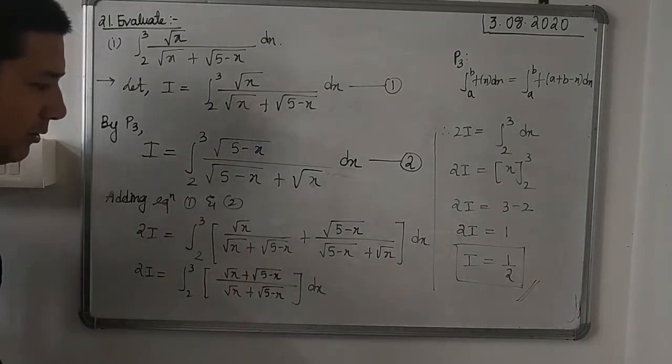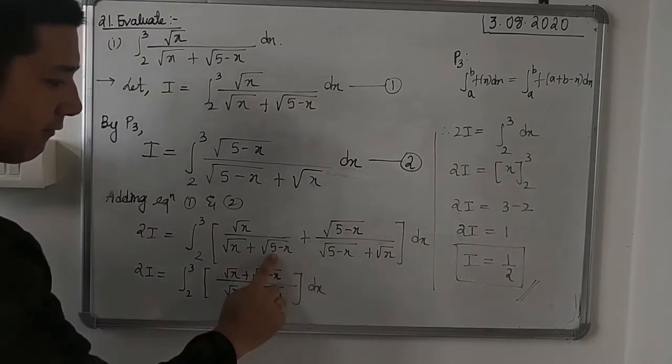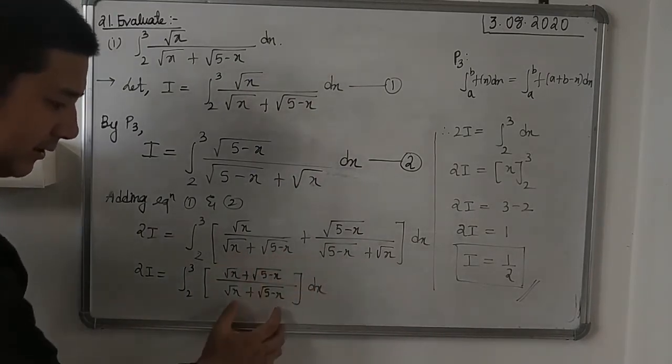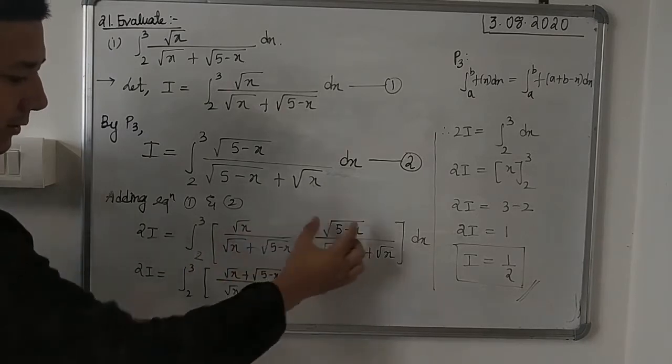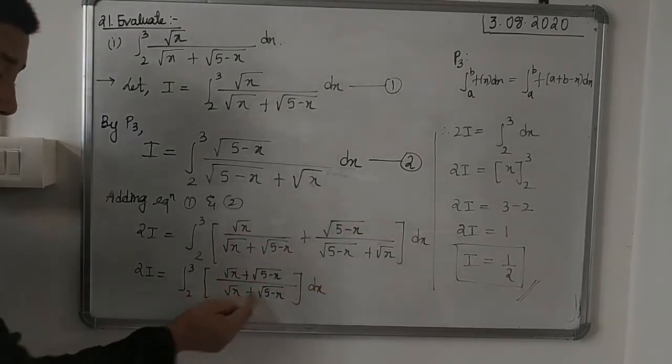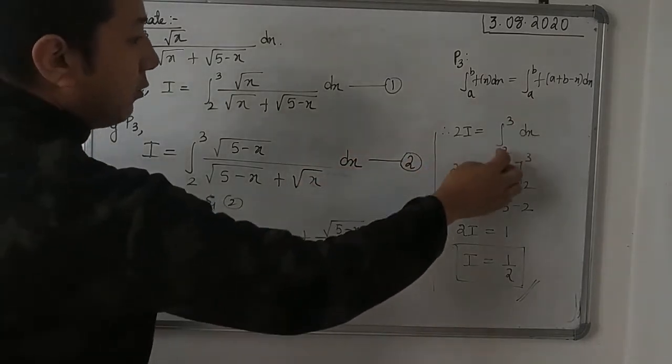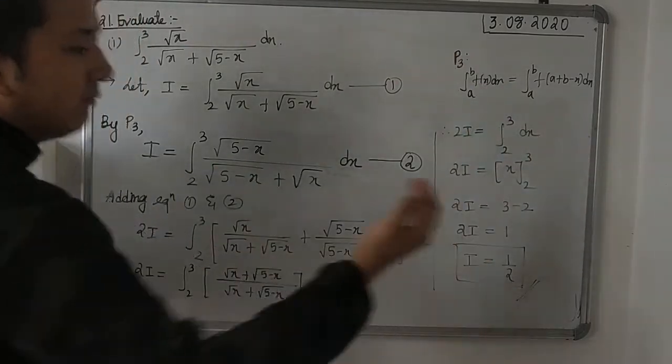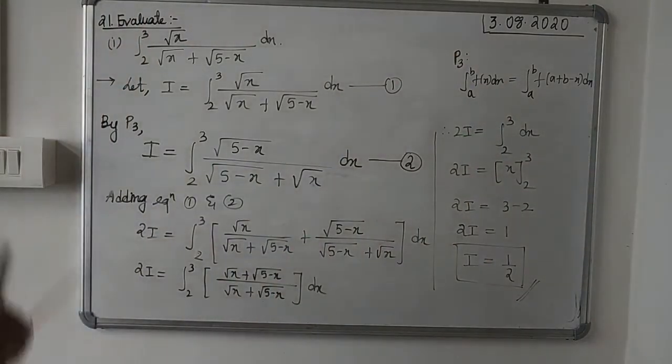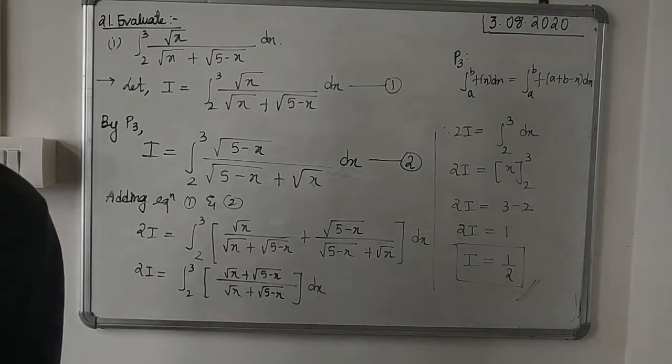Now can you see the common thing out here? Root x, root 5 minus x, root 5 minus x. So hence the LCM is same. So numerator will be this plus this, which is same. This and this cancel out. So therefore 2I is equal to 2 to 3 dx. And now it is very simple. You can understand. So in this way, property 3 also works.